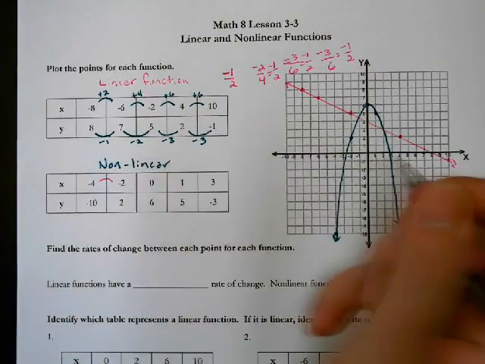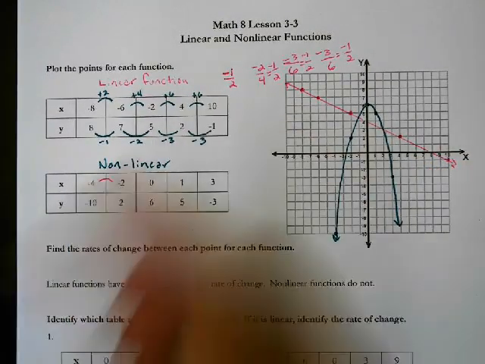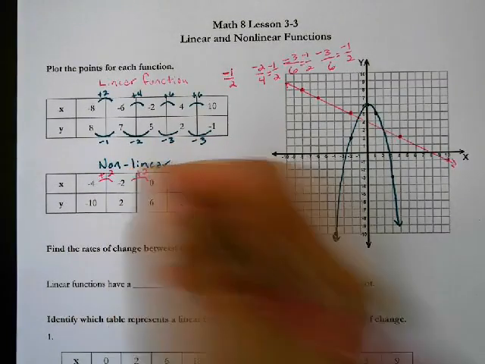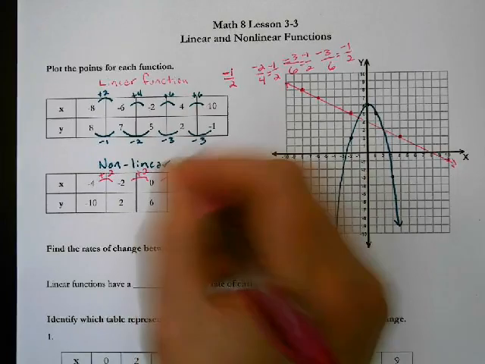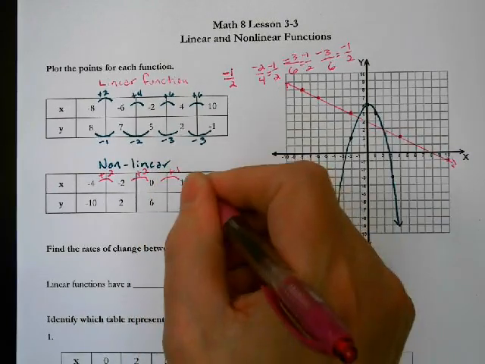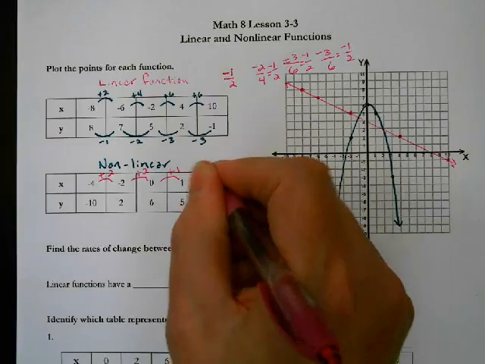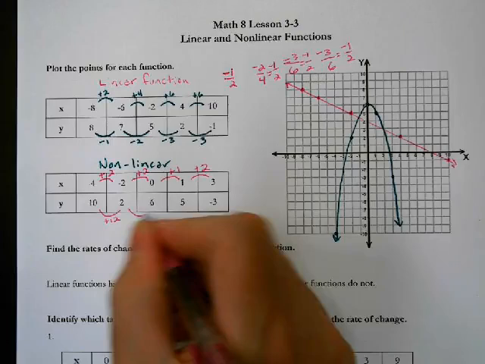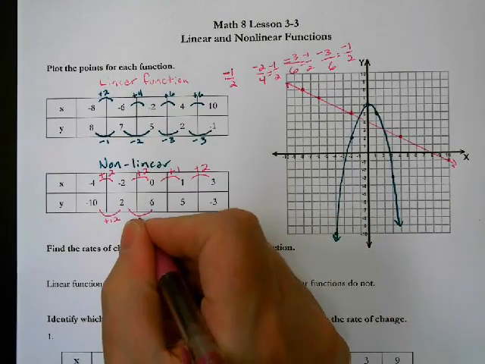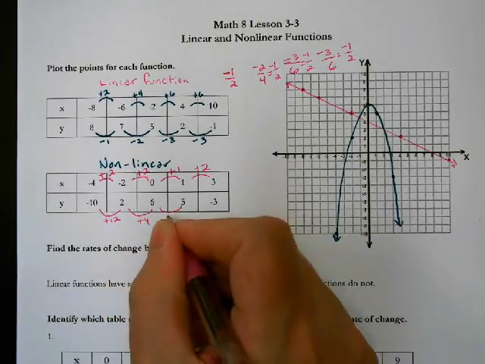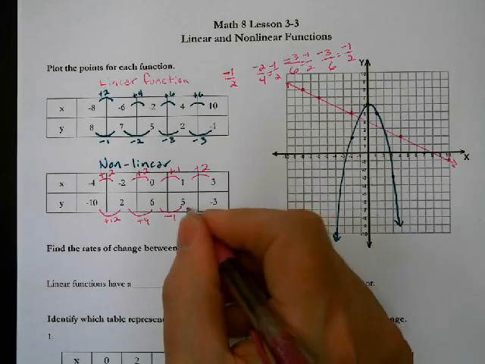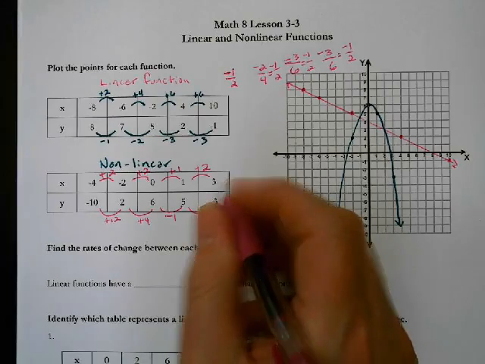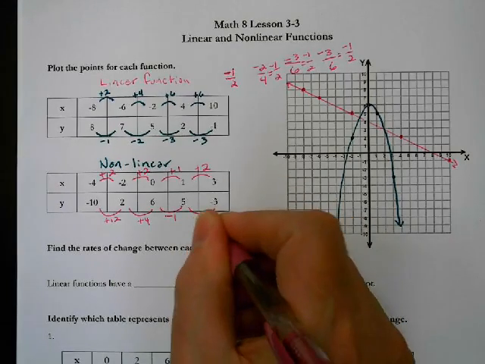From here to here, we are increasing by 2. From here to here, we're also increasing by 2. From here to here, we're increasing by 1. And from here to here, we're increasing by 2 again. Over here, we're increasing by 12. 2 to 6, we're increasing by 4. 6 to 5, we're decreasing by 1. 5 to negative 3, we are decreasing by 5 to negative 8.